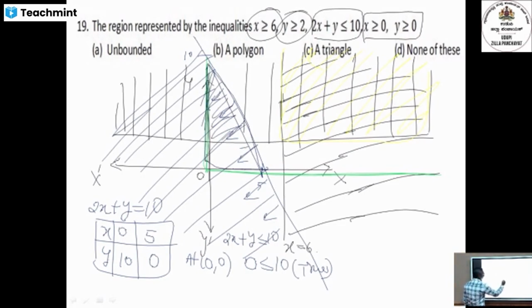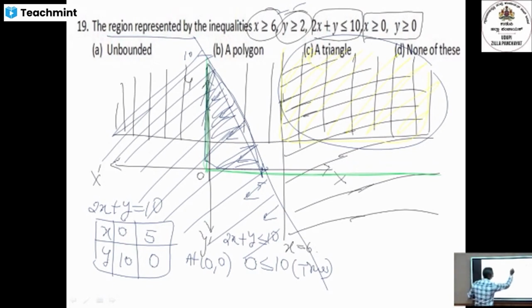Correct? For this triangular region, the first and second conditions give you this yellow region. There is no connection between this yellow region and this triangular region. It says triangle, but it is not the region represented by all the 5 inequalities. It is a region represented by only the third, fourth and fifth inequalities.